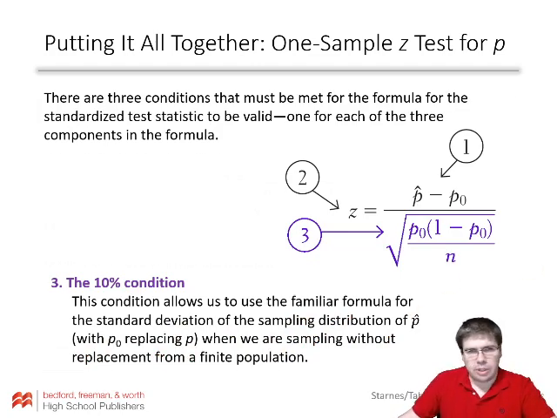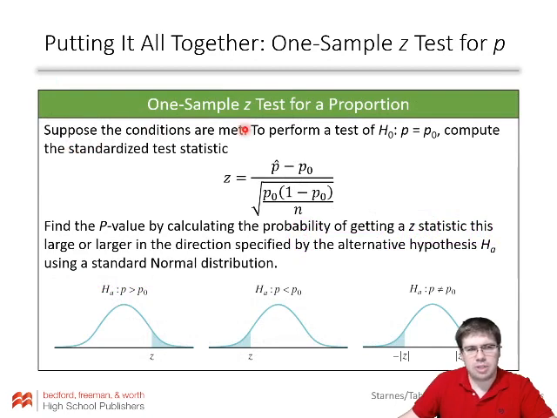All right, so we will perform our tests. So supposing the conditions are met, perform the test of p equals p naught, compute the standardized test statistic. We'll take our sample proportion minus the null hypothesis value, and divide all that by the standard deviation. Find the p-value by calculating the probability of getting a z statistic this large or larger in the direction specified by the alternative hypothesis, HA, using the standard normal distribution. So we've done a bunch where it was less than, like this, where we said, oh, the alternative hypothesis is that the actual proportion is less than p naught, whatever our null hypothesis value is. But we could go greater than. We could do this one tail. These, remember, are 2 one-tail tests if it's greater than or less than. But 2 tail is a bit weirder, and we haven't dealt with that yet.